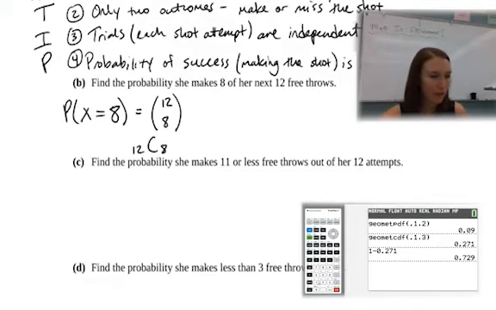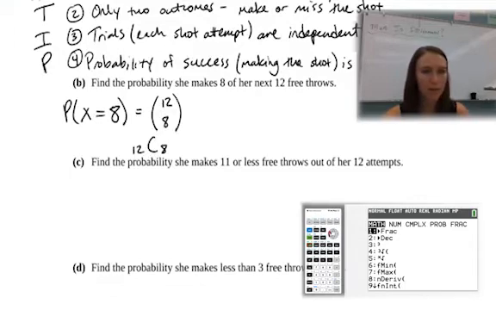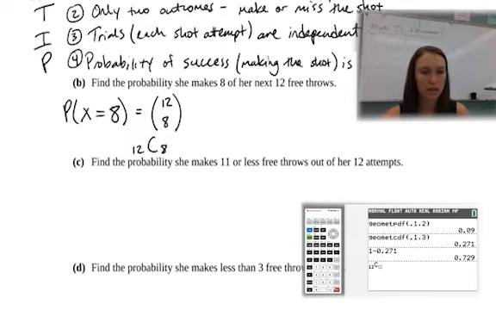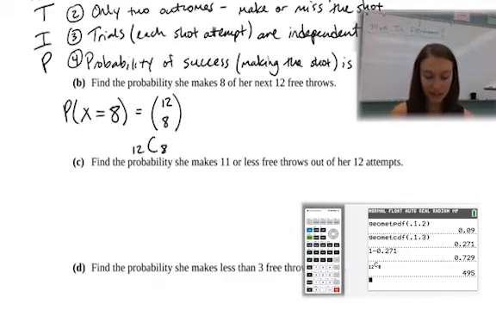So let's just do that part really quick. If I hit 12, and then I go to math, and I go over to probability, there's NCR. So 12C8 equals 495. Excuse me. There are 495 ways that she could have made 8 shots out of 12. So we have to think about all those possibilities in our calculations. Luckily for us, we don't actually have to think about how many it is. The calculator does it for us. We just have to know our formula.